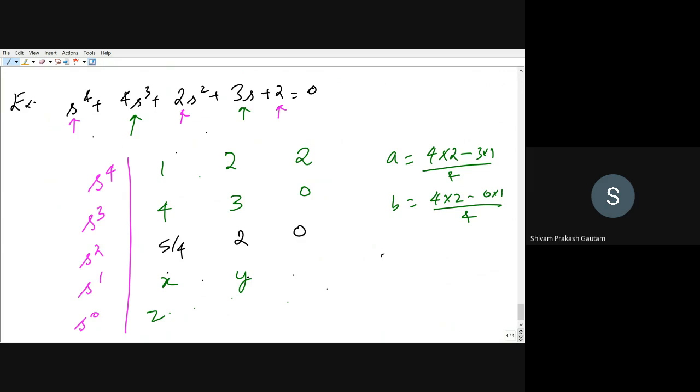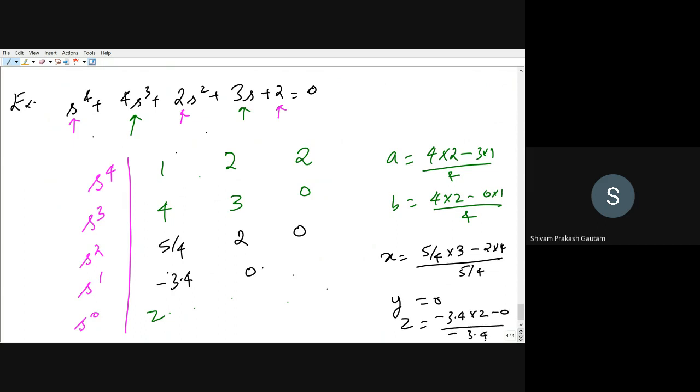Now let us calculate x. So x will be equal to 5 by 4 multiplied by 3 minus 2 multiplied by 4, divided by 5 by 4, and y will be equal to 0, because 5 by 4 multiplied by 0 and 0 multiplied by 4 will ultimately give you 0. So x will be equal to minus 3.4 and y is 0. And finally you can calculate z. So z will be equal to minus 3.4 multiplied by 2 minus 0, divided by minus 3.4. That will come out to be 2. So the value of z will be equal to 2.